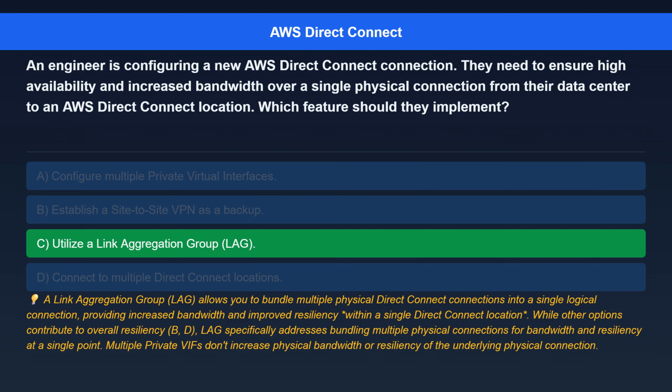The correct answer is utilize a link aggregation group, LAG. Here's the explanation. A link aggregation group, LAG, allows you to bundle multiple physical Direct Connect connections into a single logical connection, providing increased bandwidth and improved resiliency within a single Direct Connect location. While other options contribute to overall resiliency, LAG specifically addresses bundling multiple physical connections for bandwidth and resiliency at a single point. Multiple private VIFs don't increase physical bandwidth or resiliency of the underlying physical connection.